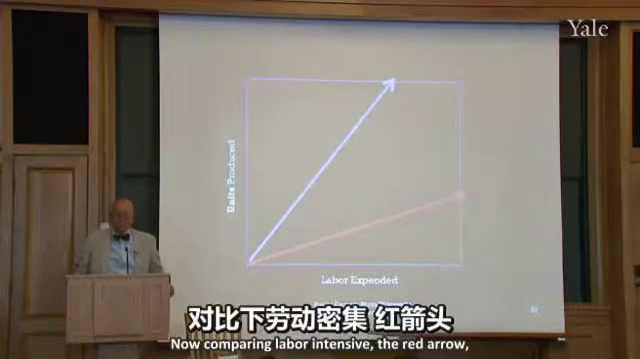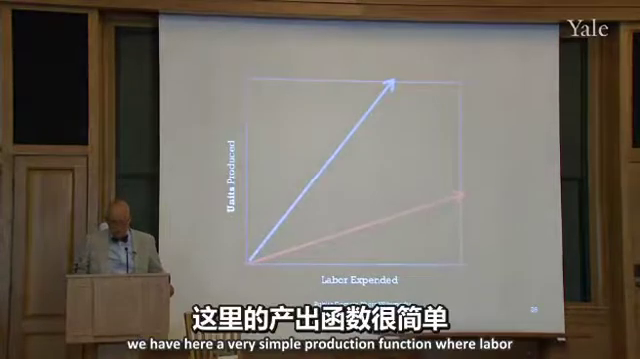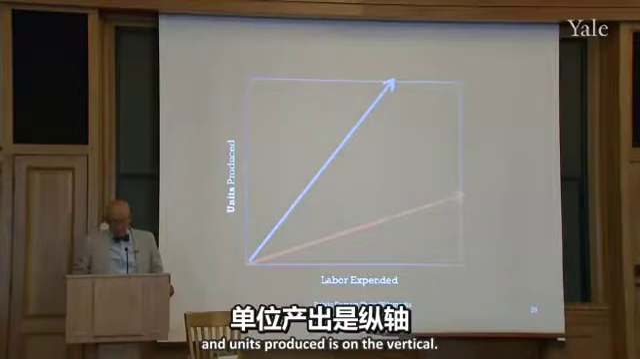Now, comparing labor-intensive, the red arrow, with capital-intensive, the blue arrow, we have here a very simple production function where labor expended is on the horizontal axis and units produced is on the vertical.